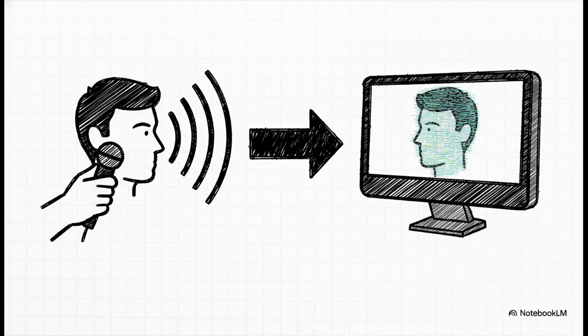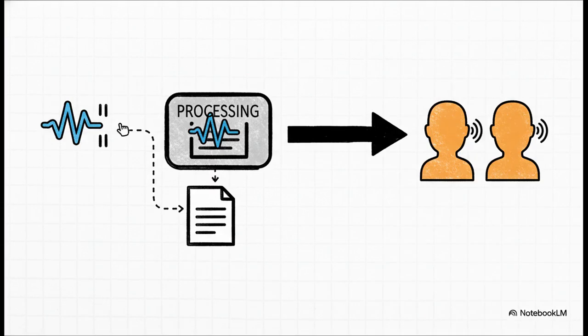And now for its opponent, a tool that is all about cloning. Meet F5 TTS, the cloning master. This is your go-to when you need to create a perfect digital twin of a real voice. And get this, it only needs about a 10 to 15 second audio sample to do it.